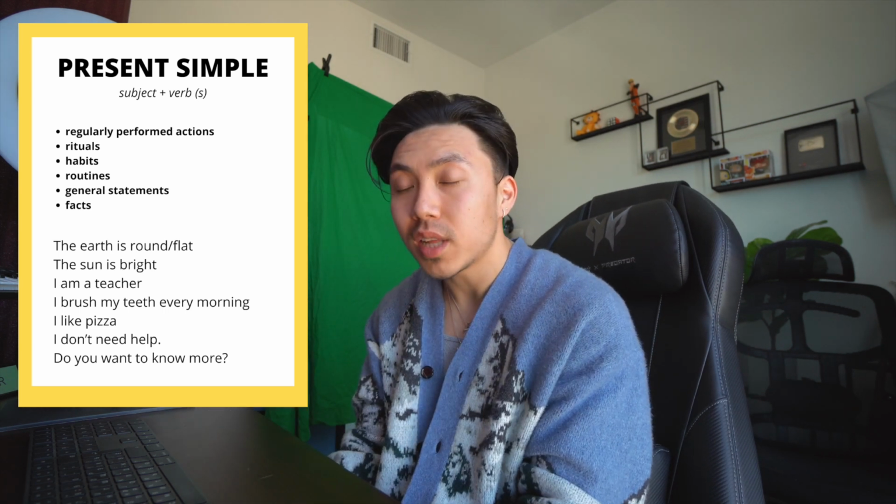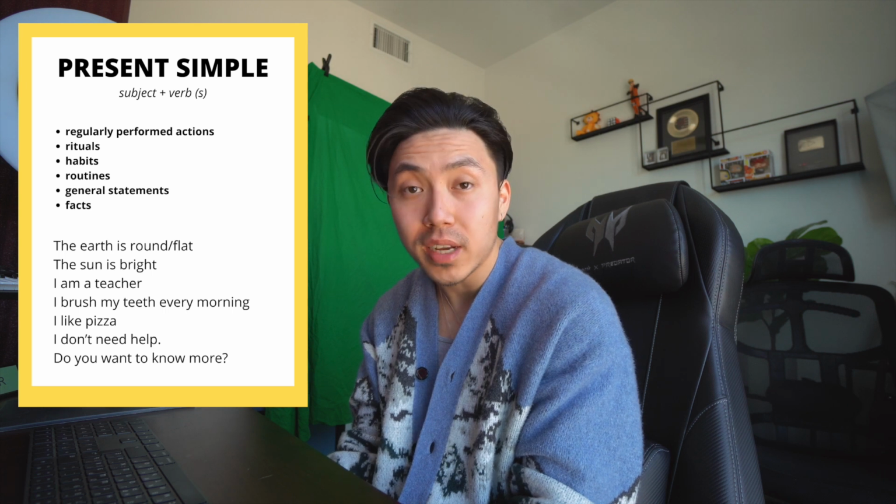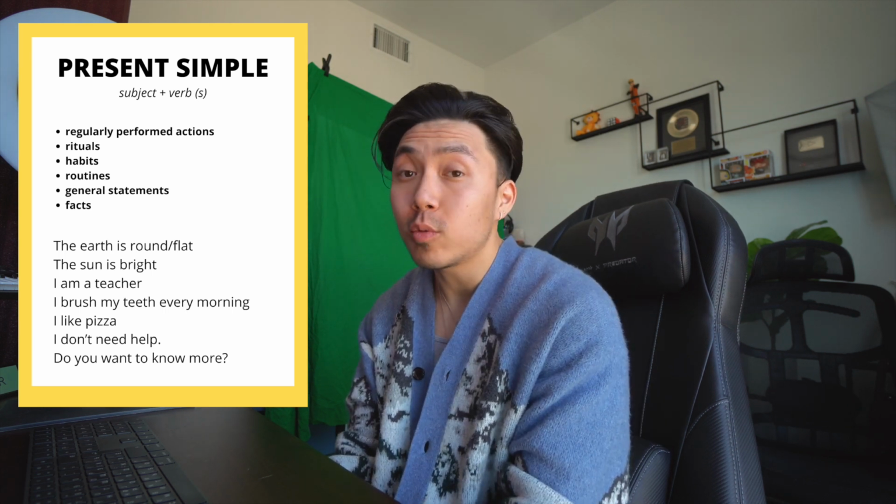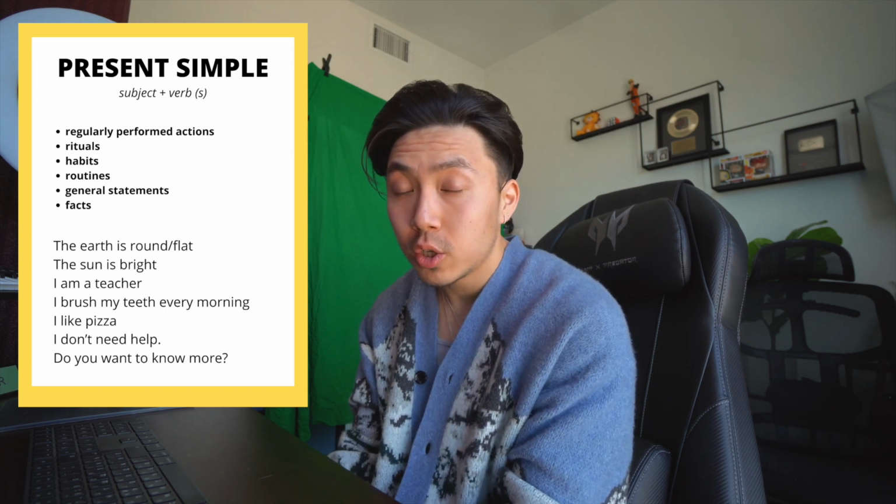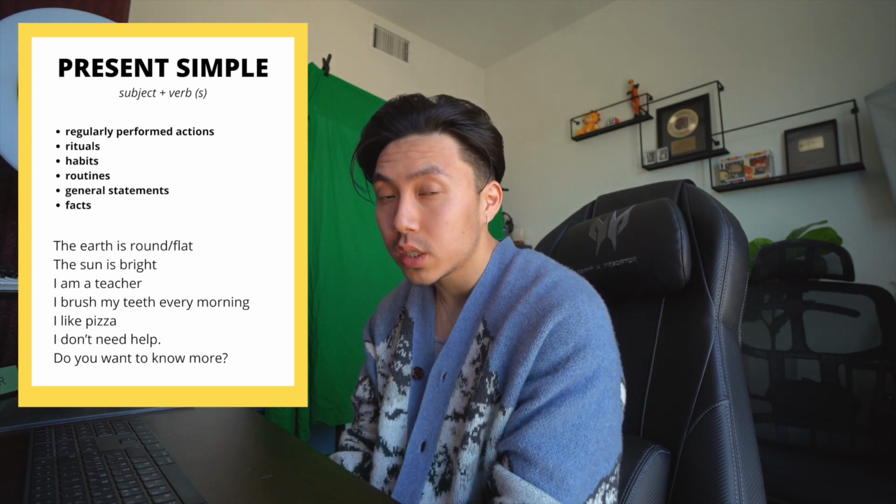I like pizza. That's my preference. A general fact about me. Present simple. I don't need help. That's present simple in a negative sentence. We use our auxiliary verb do and turn it into don't. Do you want to know more? That's a question in present simple. We take our auxiliary verb and put it in the first place.